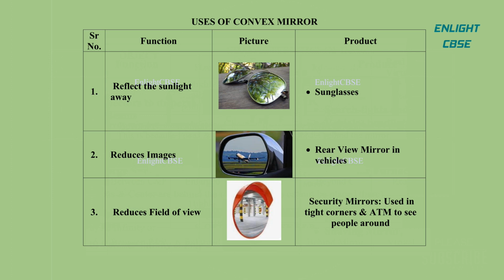Convex mirrors are used in sunglasses to reflect sunlight away. It is used in rear view mirrors of vehicles as the image produced is smaller. It is also used as security mirrors in ATMs and tight corners to warn about oncoming people or vehicles.